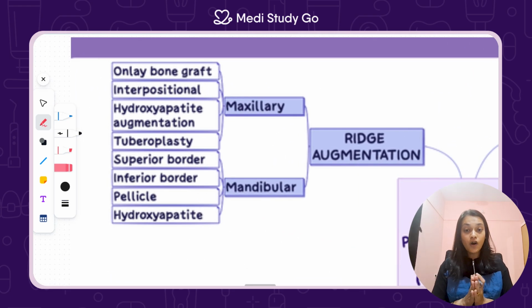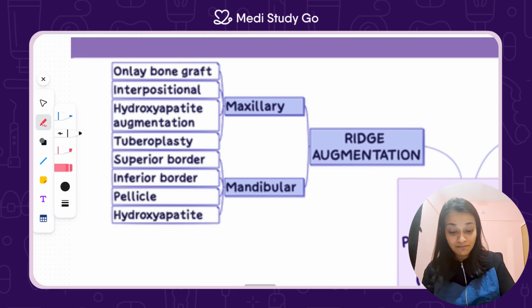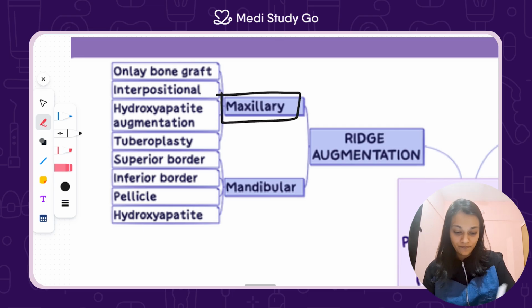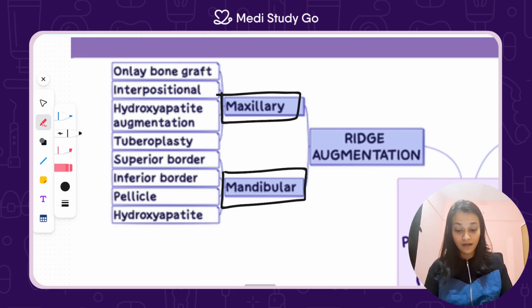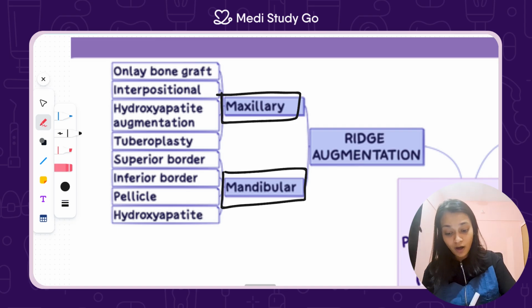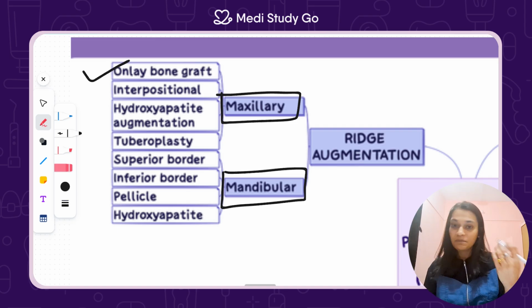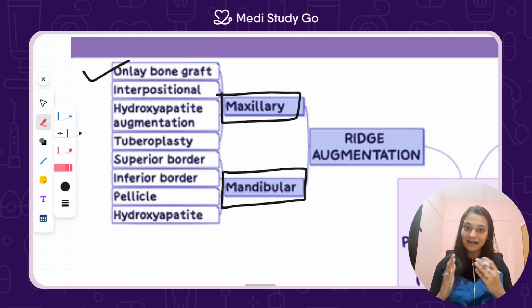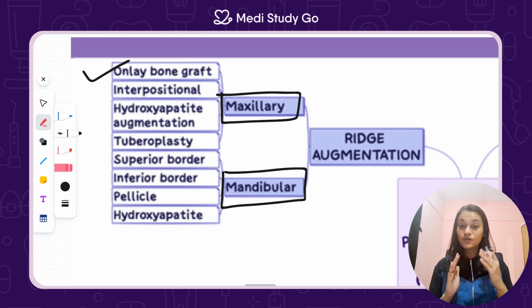So now when we talk about ridge augmentation, this can be done by adding the bone structure. So it can be in both the arches, in maxillary as well as mandible. What happens in maxillary arches? It can either be on top of it, beyond it, or in between. So if it's on top, it's onlay. Beyond it cannot, because maxillary will have sinus. So it is not possible to have something inferior or beyond it.